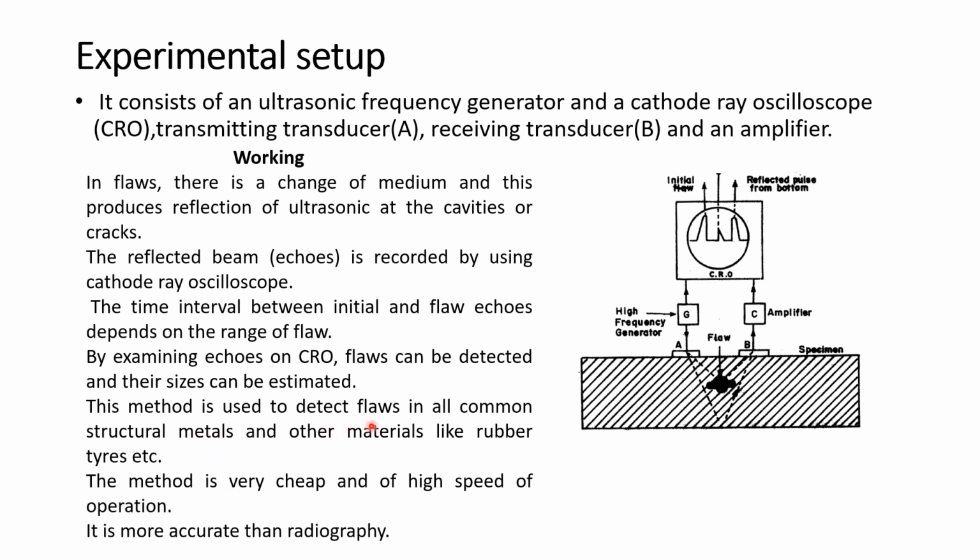This method is used to detect flaws in all common structural metals and other materials like rubber, tires, etc. This is a cheap and fast method. So this is the first application, which is non-destructive testing to detect flaws inside the test piece.